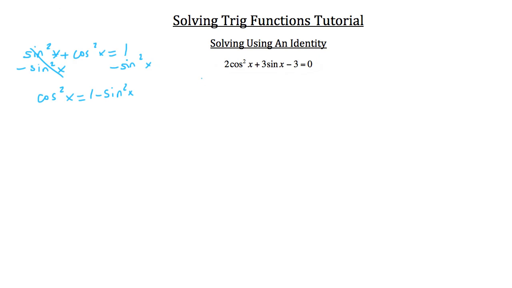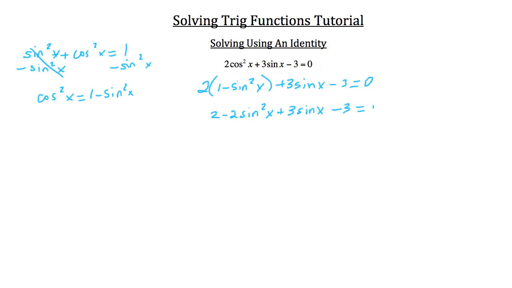So we've got 2 times 1 minus sine squared x plus 3 sine x minus 3 is equal to 0. Now I'll go ahead and distribute that 2 and simplify a little bit. So 2 times 1 is 2, and 2 times a negative sine squared x is a negative 2 sine squared x, plus 3 sine x minus 3 is equal to 0.